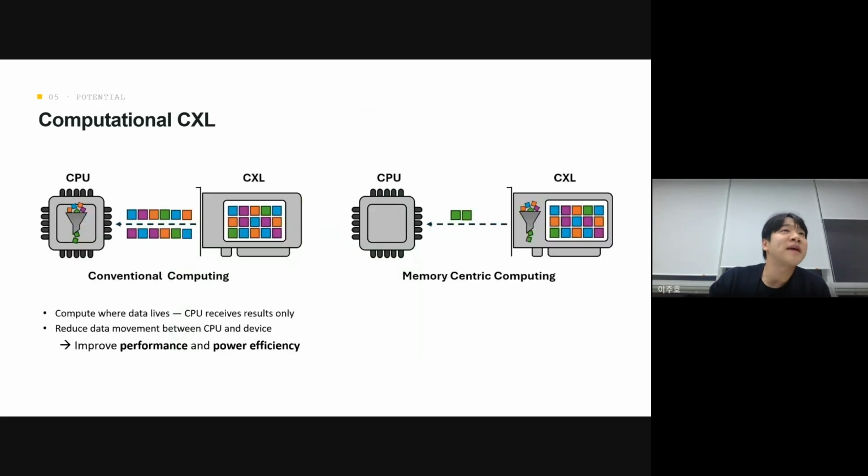The basic idea for computational CXL is here. On the left is the conventional use of CXL devices: all the data moves to the CPU, and the CPU does the filtering. On the right is what we call memory-centric computing. The device does the same work as the CPU, and the CPU receives only a small amount of results, so there is less data movement, and it can give better performance and better power efficiency.